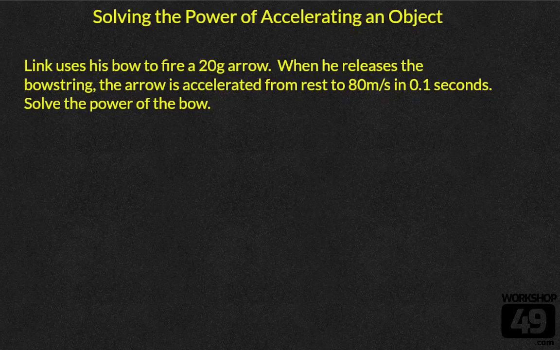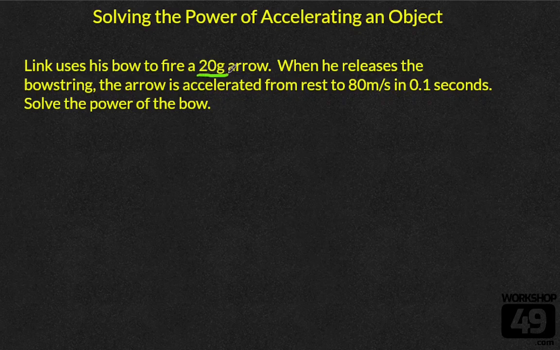In our second example, we're going to be solving the power of accelerating an object. This is different than lifting an object. This time we're speeding an object up. Here we go. Link uses his bow to fire a 20-gram arrow. When he releases the bowstring, the arrow is accelerated from rest to 80 meters per second in just 0.1 seconds.